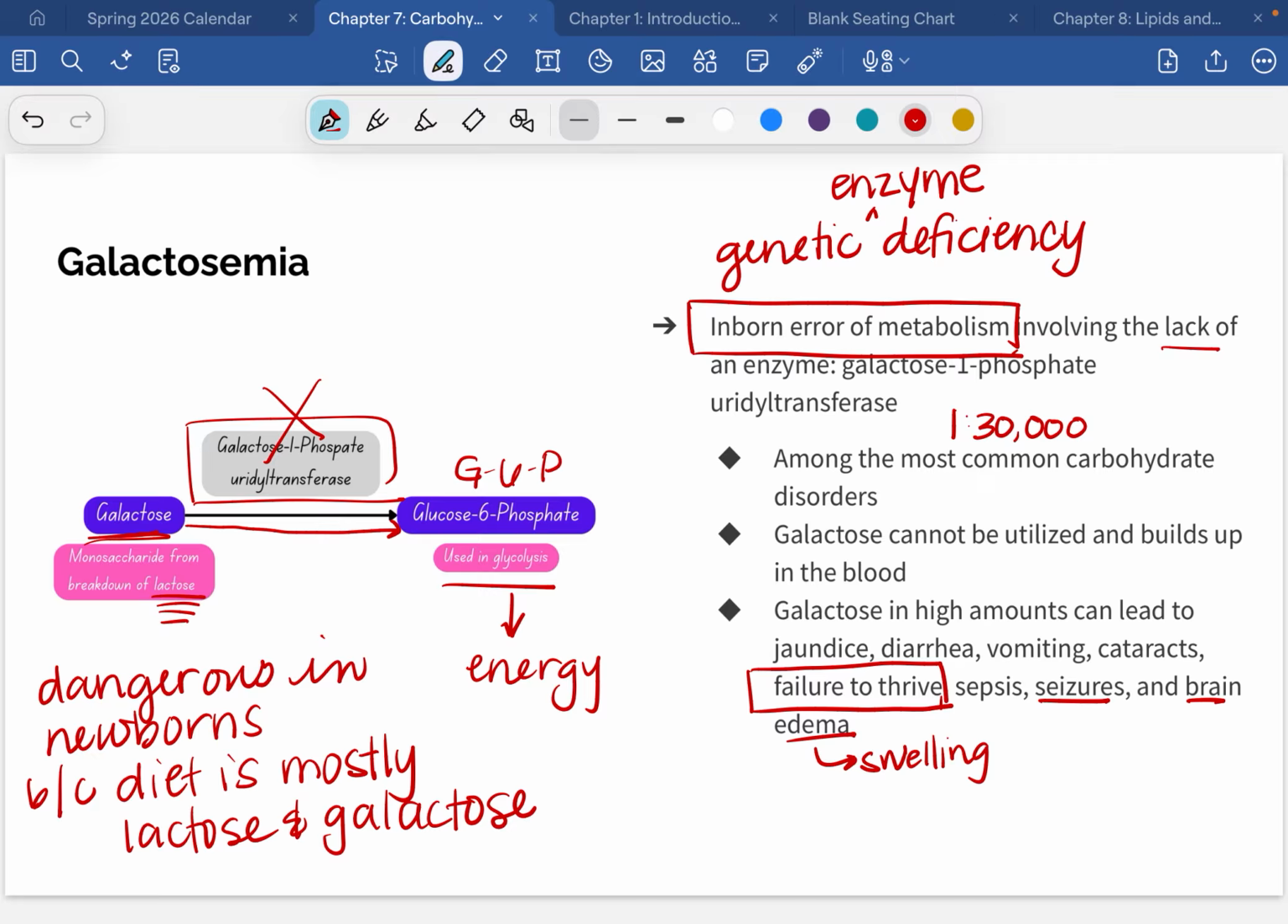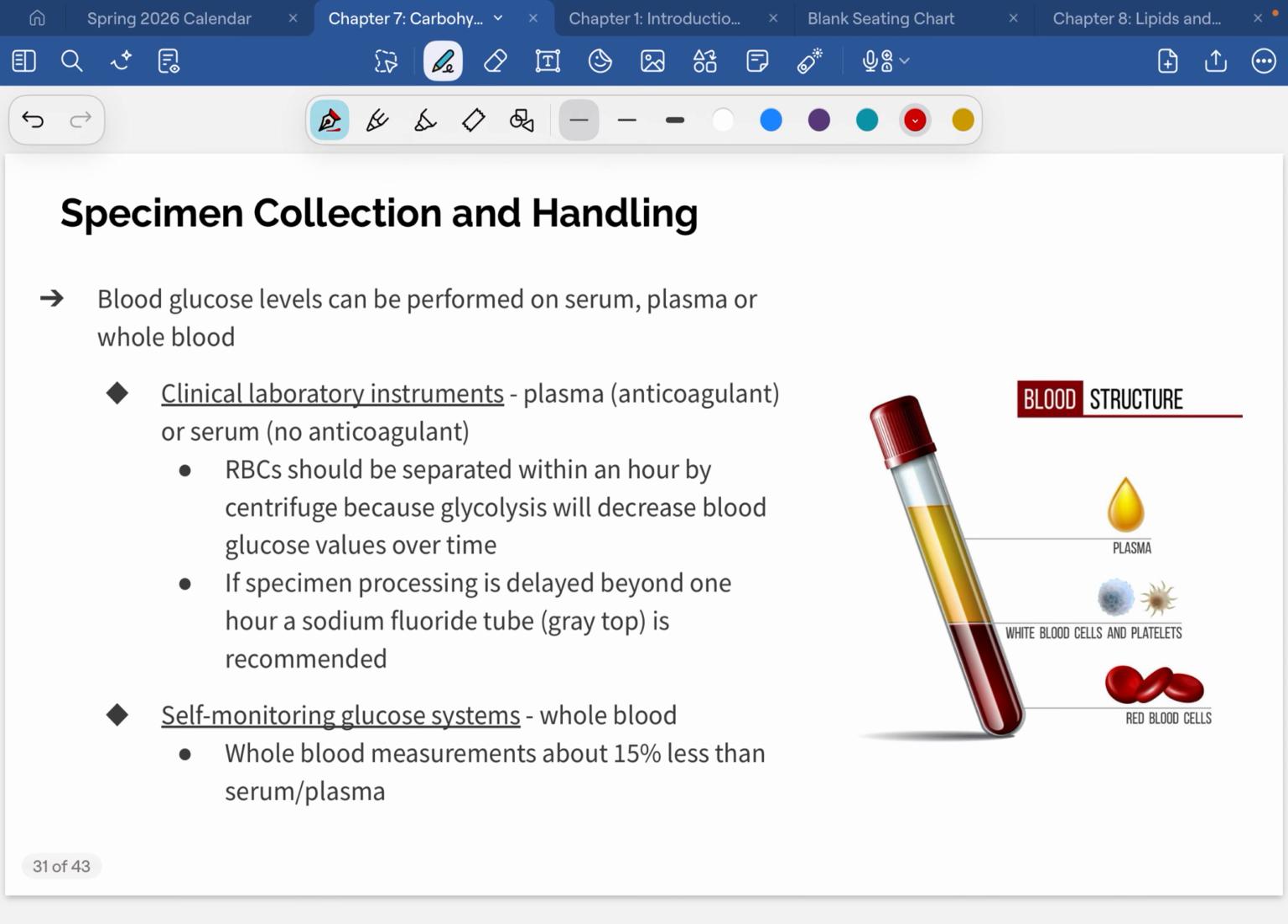All right, so those are the only carbohydrate disorders that we're really going to talk about: diabetes mellitus, all 4 types, hypoglycemia, the glycogen storage diseases, specifically type 1, and galactosemia. Okay. So now we're going to move on to how blood glucose is tested for within a clinical laboratory. So how do we test for it? What is the collection like?